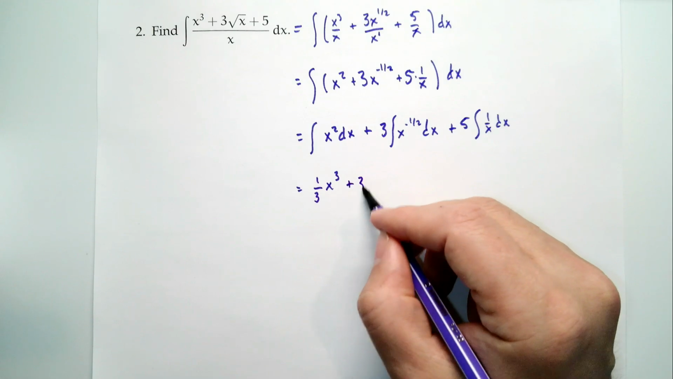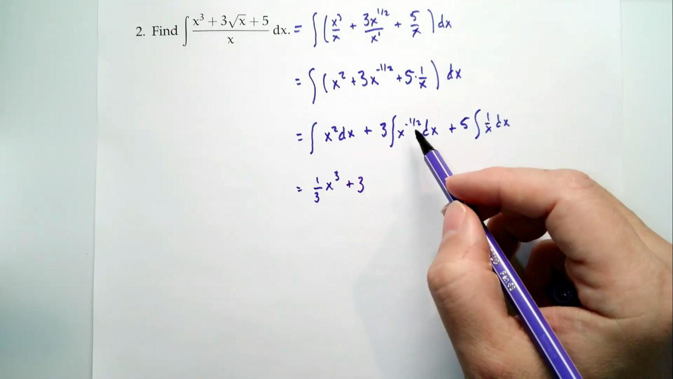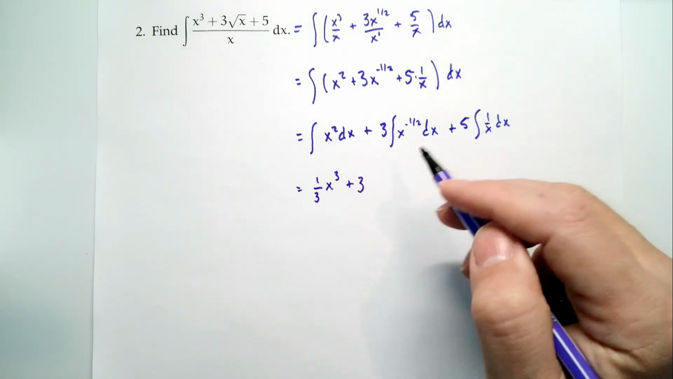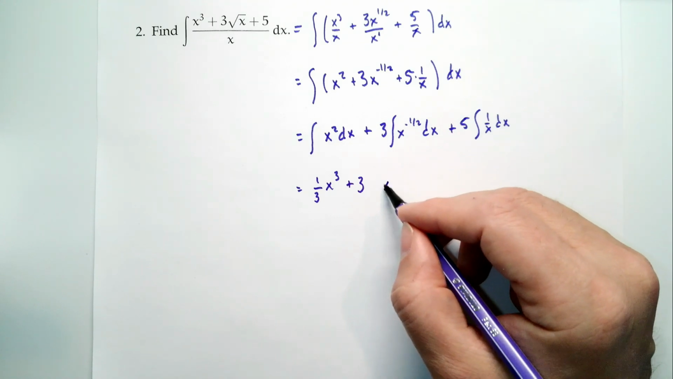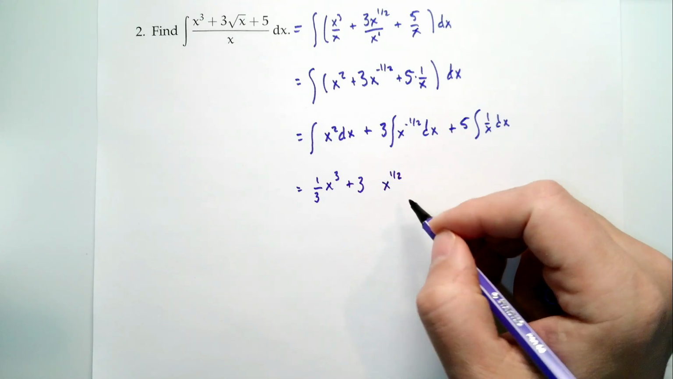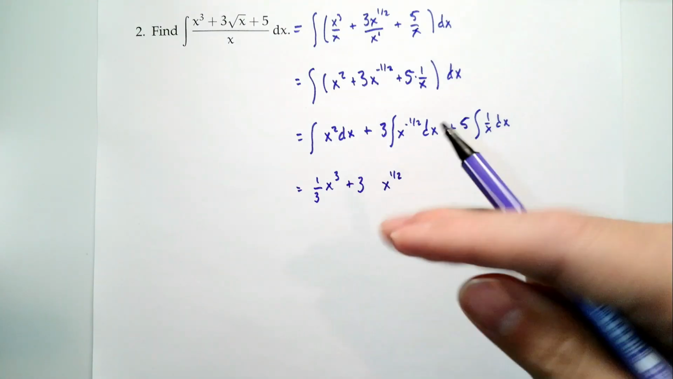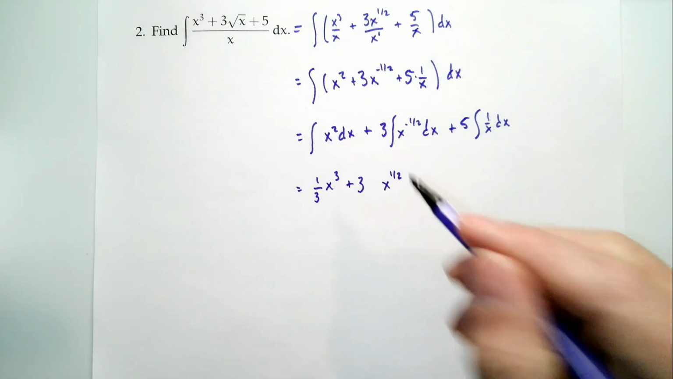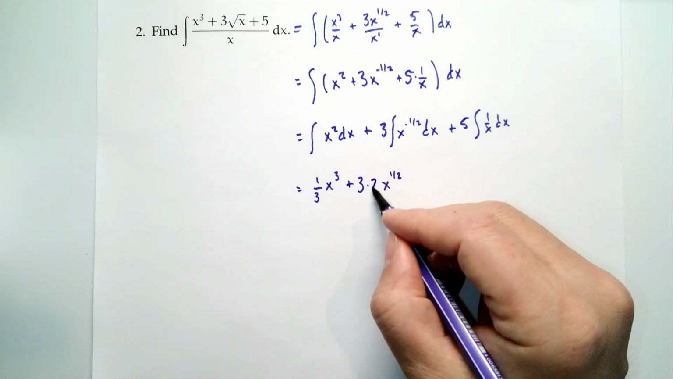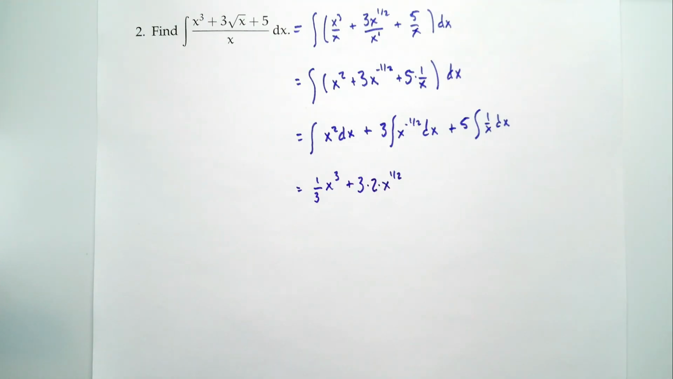Then plus 3. Now add 1 to this exponent. Negative 1/2 plus 1 will be to the 1/2 power. And now we're going to divide by 1/2. So divide by 1/2 is the same as multiply by the reciprocal. So we're going to multiply by 2, which is 1 over 1/2.